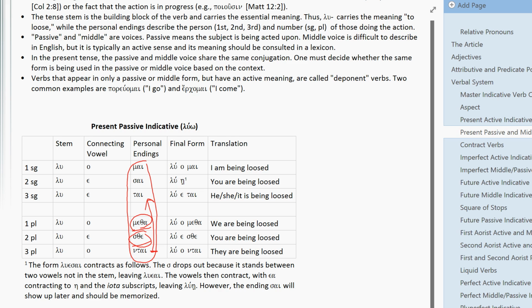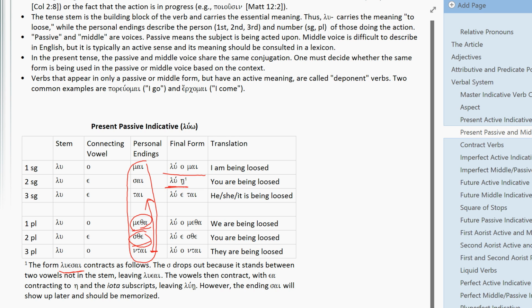So when you get to the final forms, you just add these together. Luomai. Here's the only one that's strange: lueis. So what's going on here? You can see down in the footnote here, the form luesai is what it would be, but it contracts.